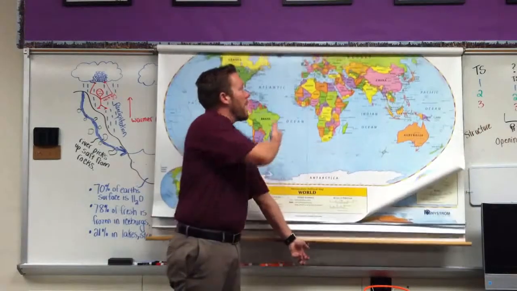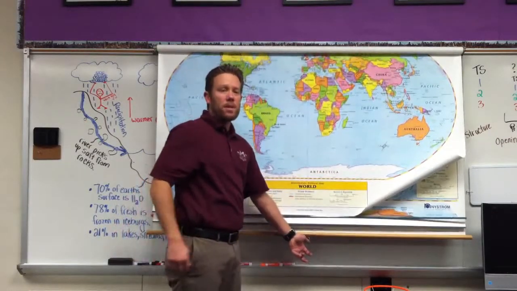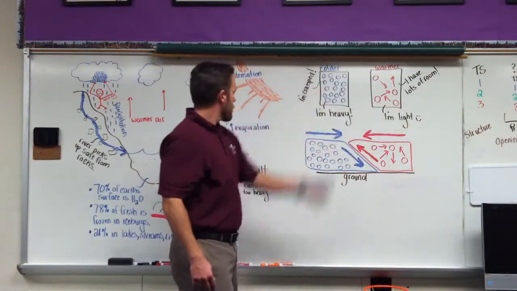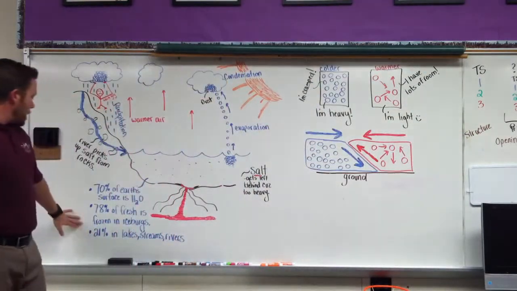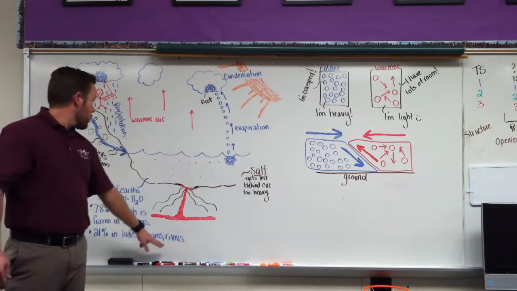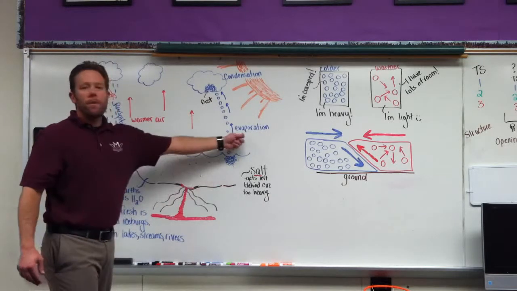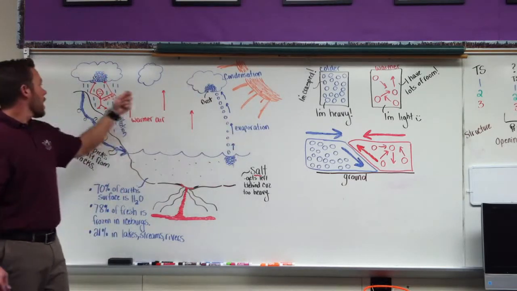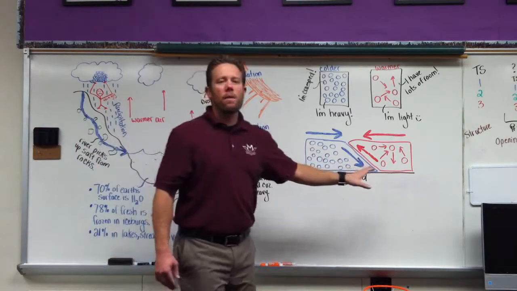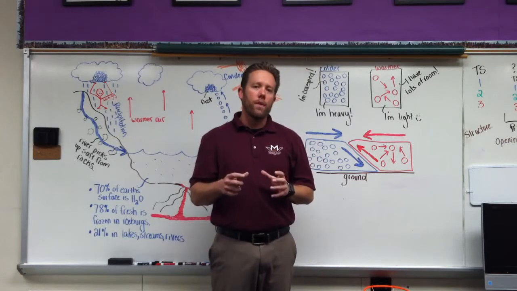But you can see here how most of the map is blue. 70% of the Earth's surface is water. 21% of our fresh water is in lakes, streams, and rivers. Okay? So just by way of review, we talked about evaporation, condensation, and precipitation. Now let's cruise back over here, and I want to briefly talk about warm and cold fronts.